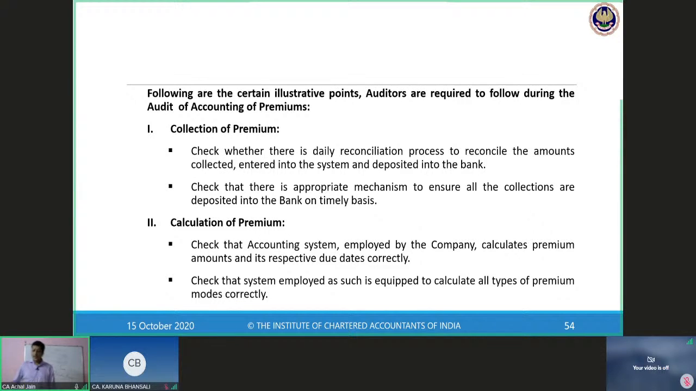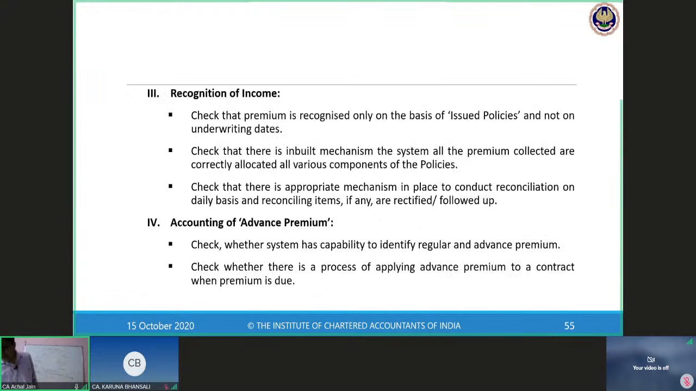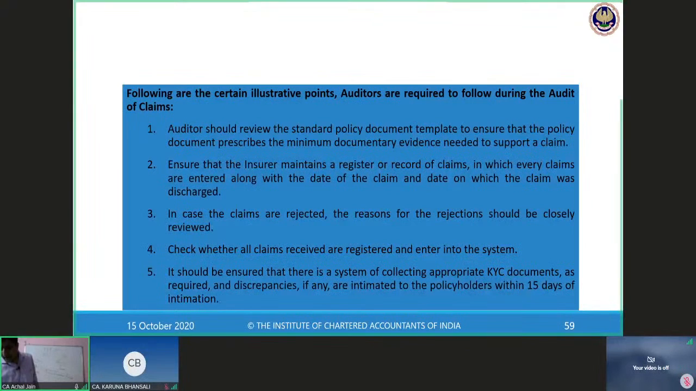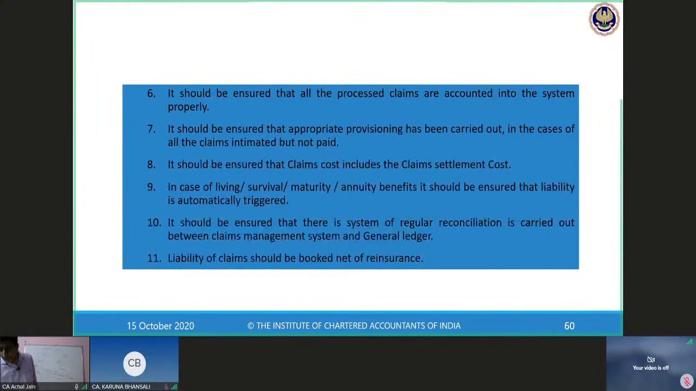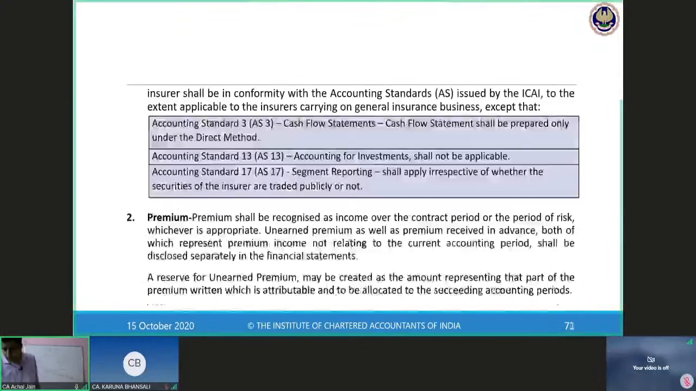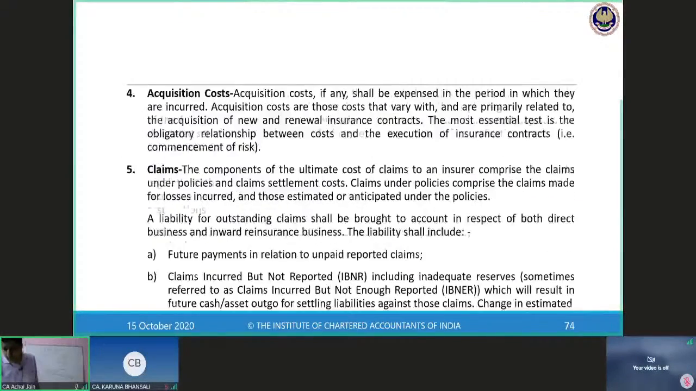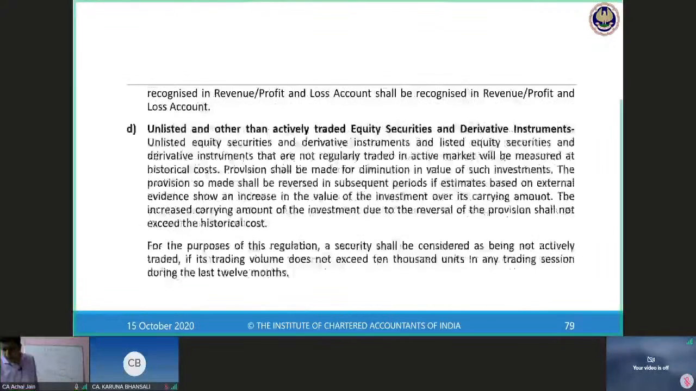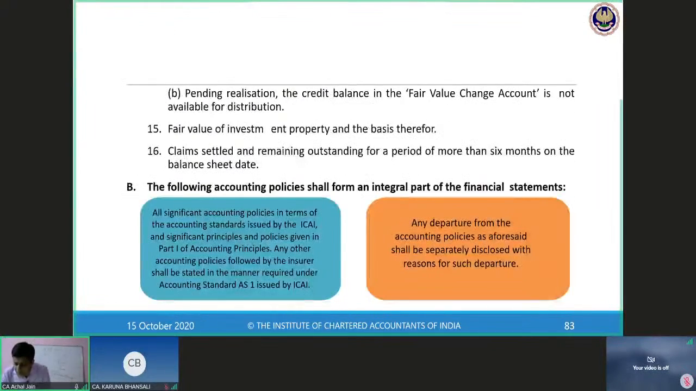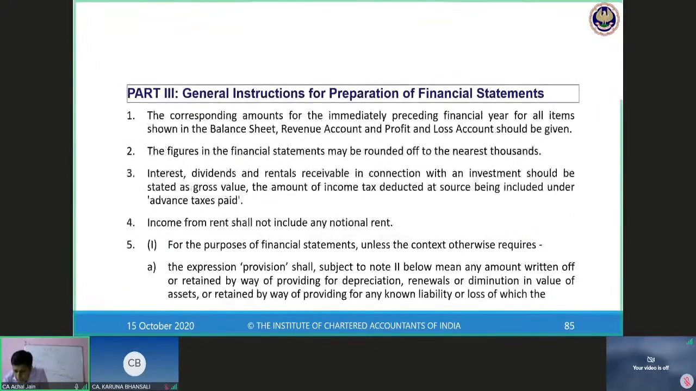And on the basis of this, what will happen? All of these calculations of premium, etc. will take place. So now what we can do is we can just move on to certain important parts. Some of these things are repeated, so that's why I'm just skipping this part.